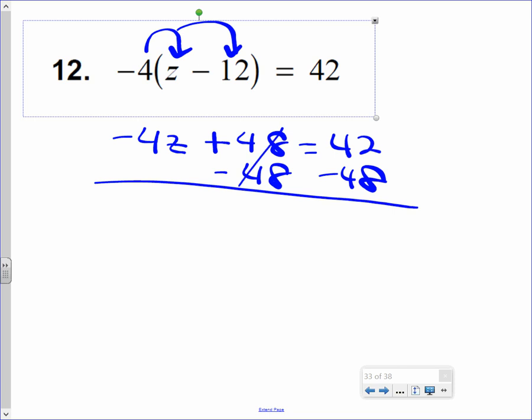Bye-bye to that. Negative 4z is negative 6? You sure? What'd she say? Ready? Negative 6. Thank you, Medina.